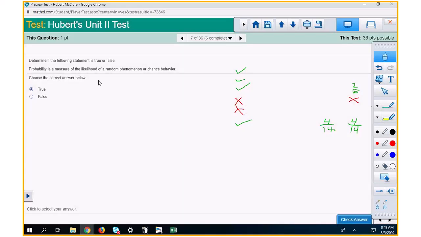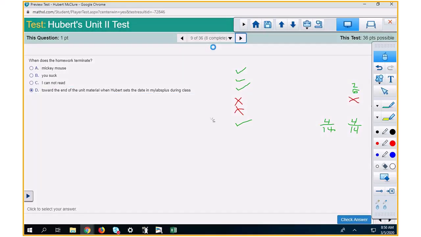I don't like that definition. I like putting a number on a prediction based on logic, experience, or mathematics. That's what I like to use. But that's why I'm not a statistician.